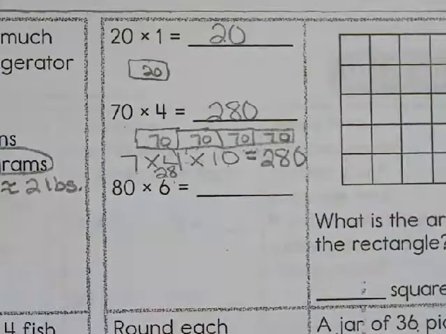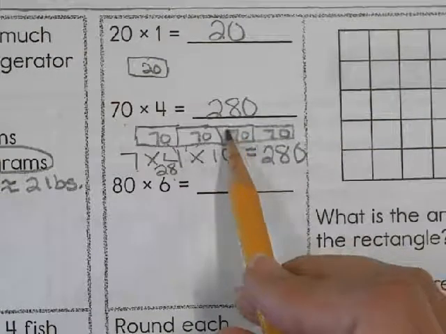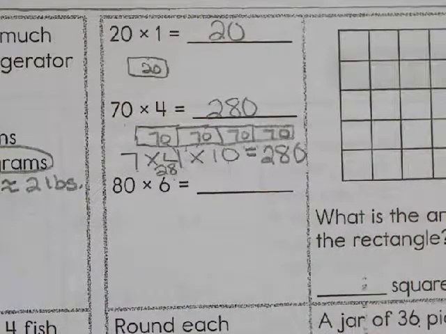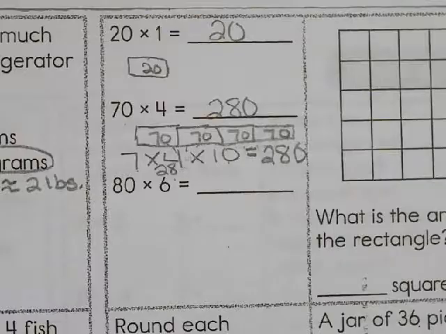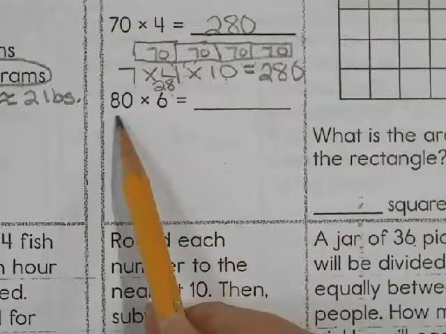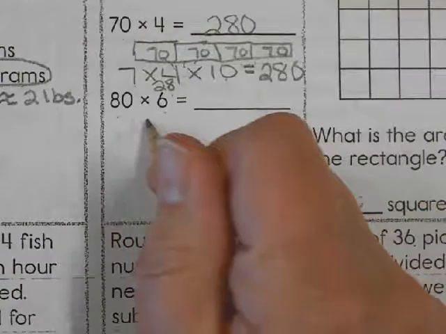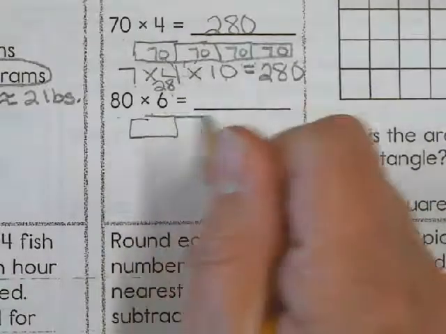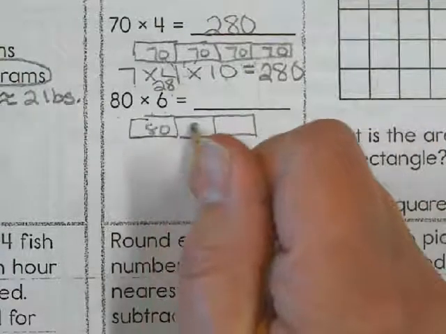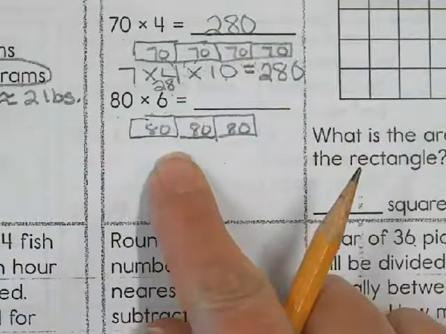So we can use our understanding of a basic fact and multiply it by 10, or we can use our understanding of repeated addition. Those are just 2 strategies that you can use to figure that out. We could also look at number 3 here, 80 times 6, or 6 groups of 80. So again, we can use this understanding of 80s. Now, if you notice, I did 3 groups of 80 here.